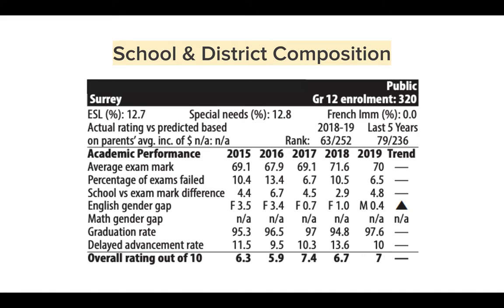Here is an example from the school that I'm currently working at in the Surrey district. As you can see, this is for grade 12 enrollment. In grade 12 alone, we have 12.7% ELL learners and about 12.8% special needs. This data and ranking is from the Fraser Institute, so feel free to click on this link to check out how your school is doing compared with others within British Columbia.